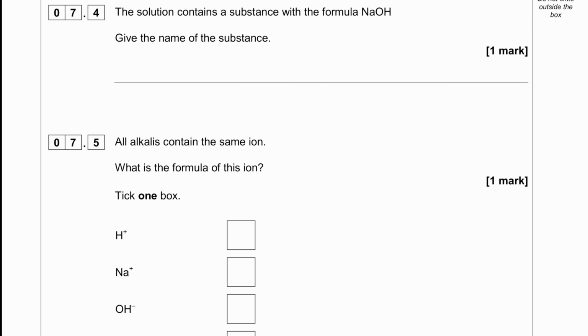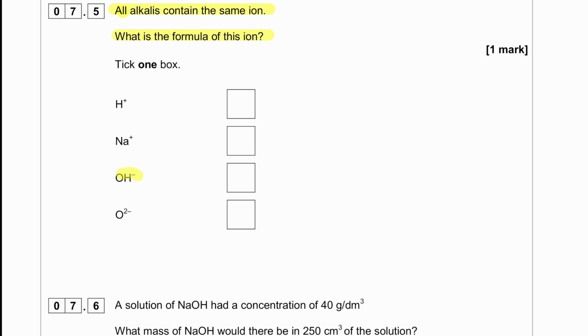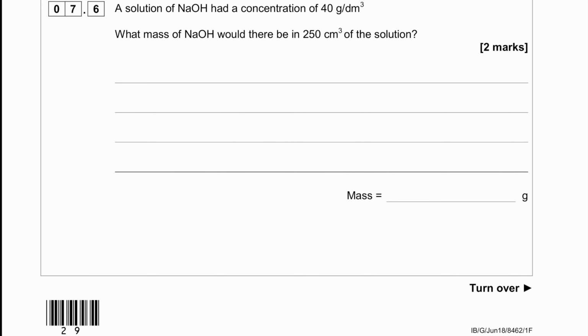The solution contains a substance with the formula NaOH. Give the name of the substance. Guys, this is sodium and this is hydroxide, so the name will be sodium hydroxide. All alkalis contain the same ion. What is the formula of this ion? We know that all alkalis will contain the hydroxide ion. Acids contain the hydrogen ion, and all alkalis must contain the hydroxide ion.